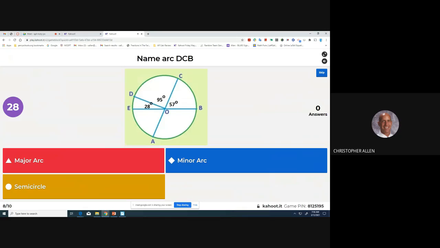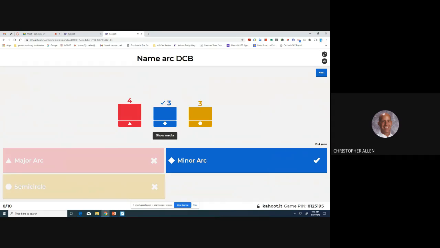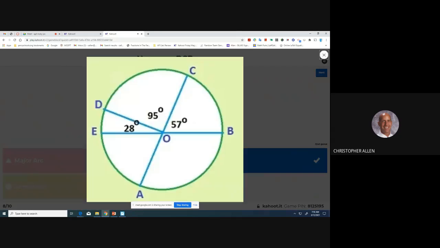DCB. Okay. This one's kind of a trick one. DCB. Is that more or less than half of a circle? Less than half. So it's a minor arc.